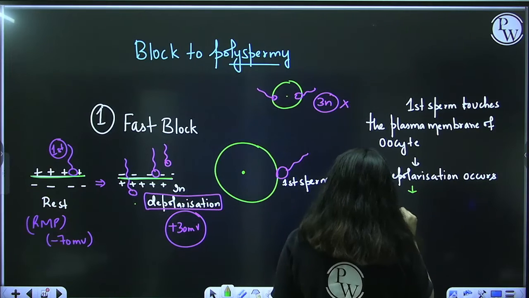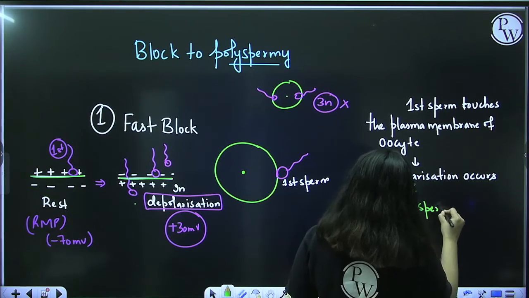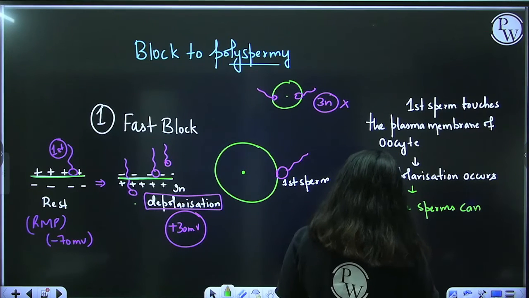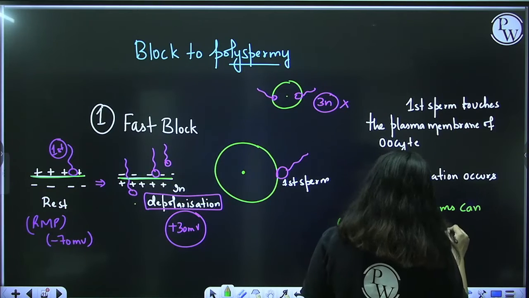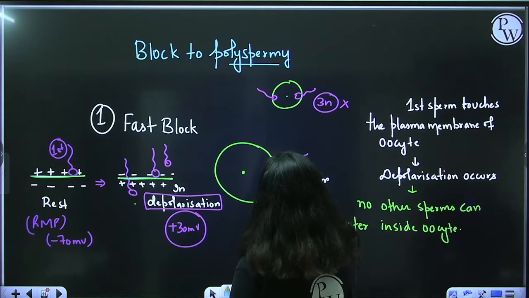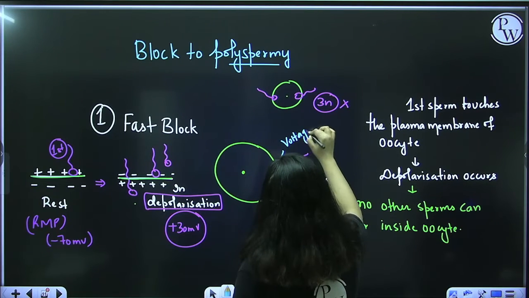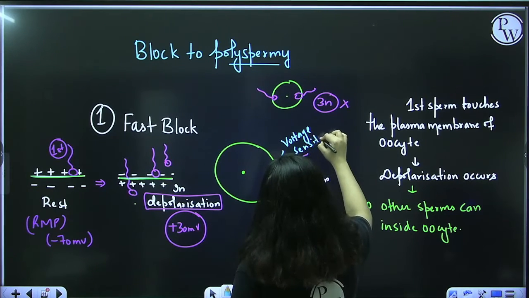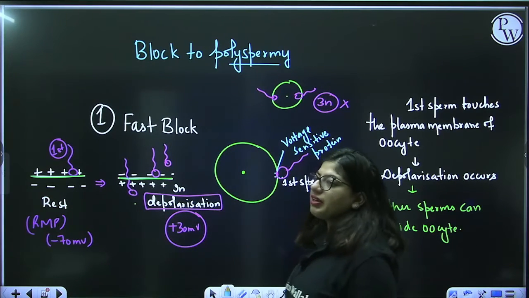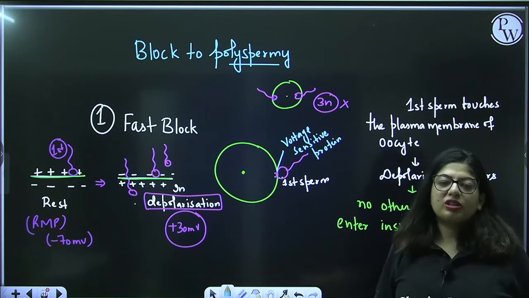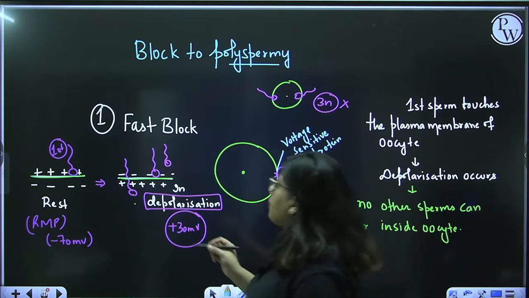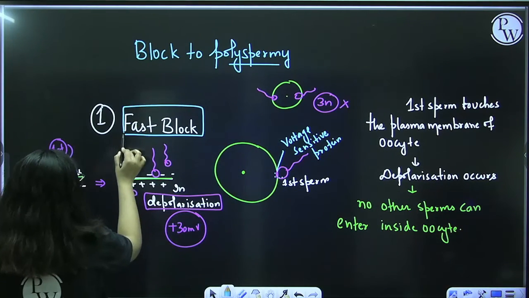No other sperms can enter inside the oocyte. Right? What do they have on their surface? They have voltage sensitive protein. They can judge the voltage. They can only be familiar with -70, +30 is like a shock for them. So these proteins will be destroyed. Fine. Now that's a fast block because it occurs fast, but it remains only for a small duration.